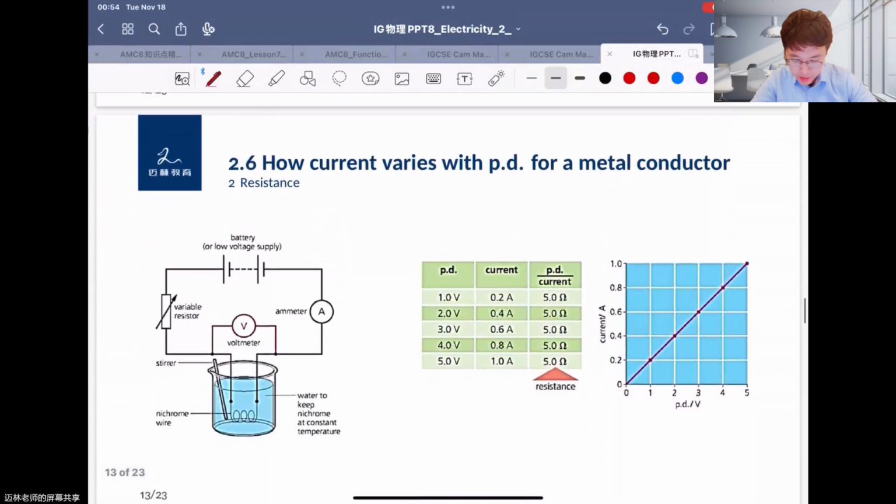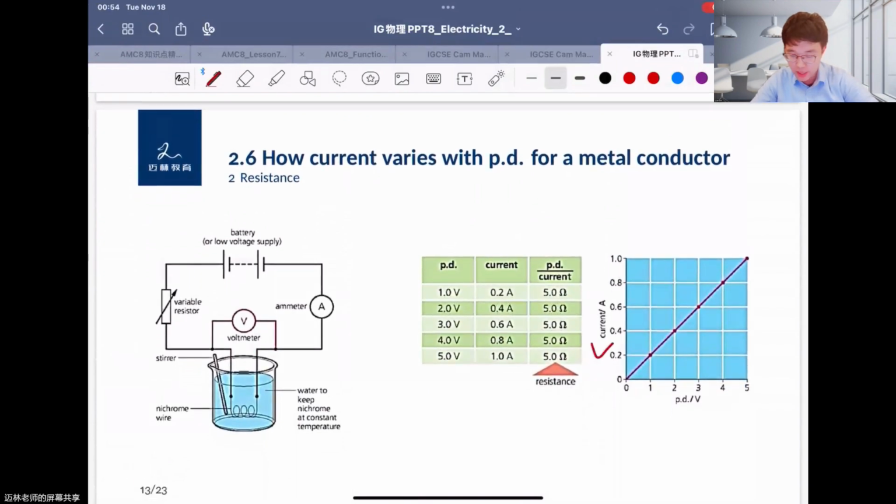And here is a current and potential difference graph. If you change the potential difference, the current changes too, and you make the division here. You calculate the potential difference divided by the current, and then you can write down all the resistance values in the column here. So you can find they are all 5 ohm.